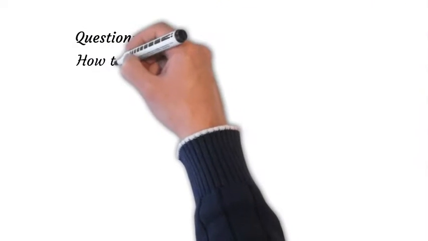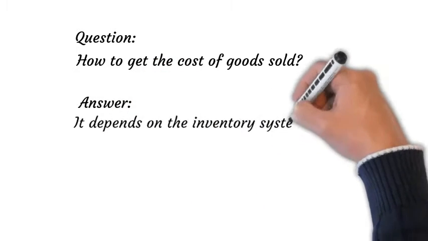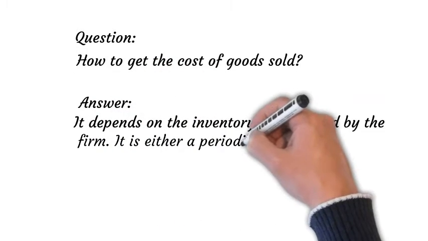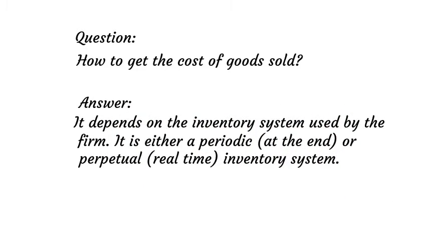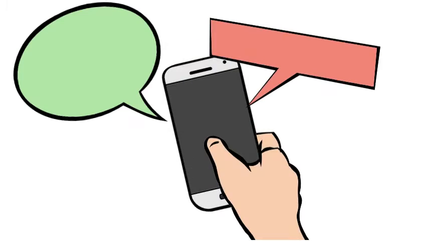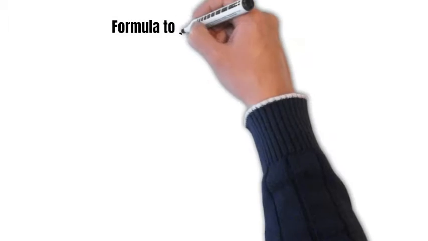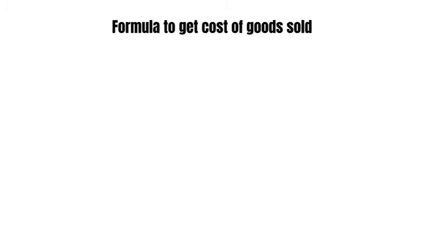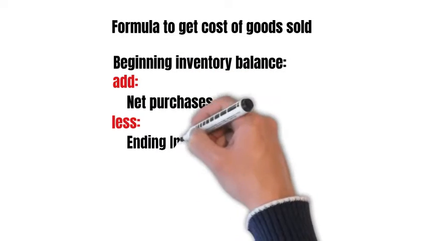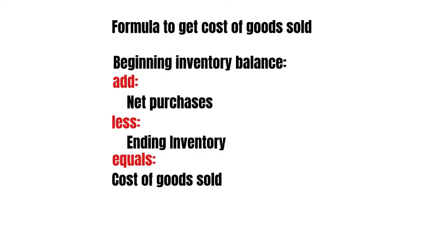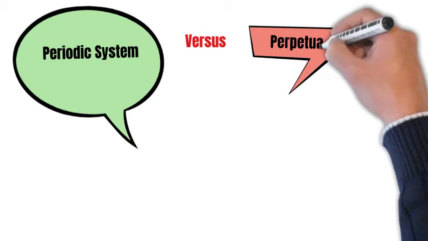Question: how to get the cost of goods sold? Answer: it depends on the inventory system used by the firm. It is either a periodic, at the end, or perpetual, real-time, inventory system. Let's go to the comparison. Periodic system versus perpetual system. Here's the formula to get cost of goods sold. Beginning inventory balance, add net purchases, less ending inventory equals the cost of goods sold. Note that we have the same formula in getting the cost of goods sold.